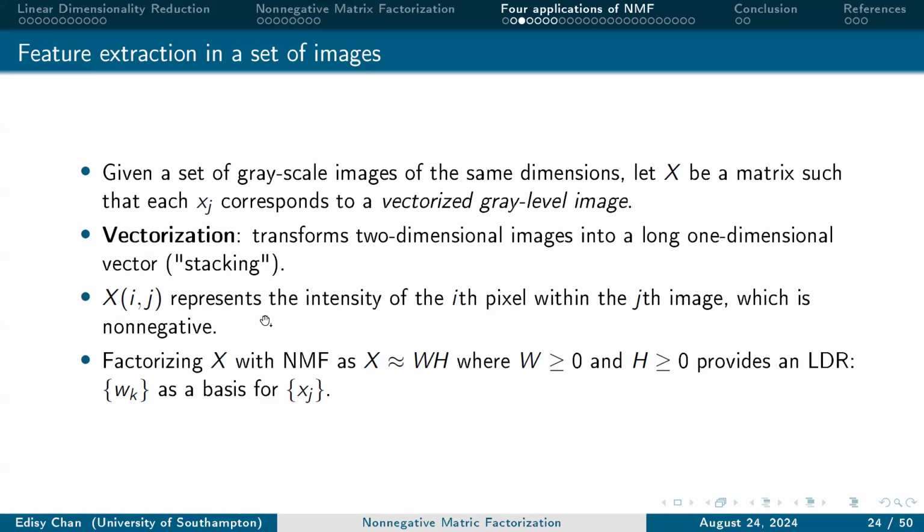Each entry, for example xij, represents the intensity of the i-th pixel within the j-th image, and that is non-negative, as you know. Now if we factorize X with NMF and get the result W and H, both non-negative, that is an LDR problem, and actually an NMF problem. The columns wk are the basis for our data set, the xj.